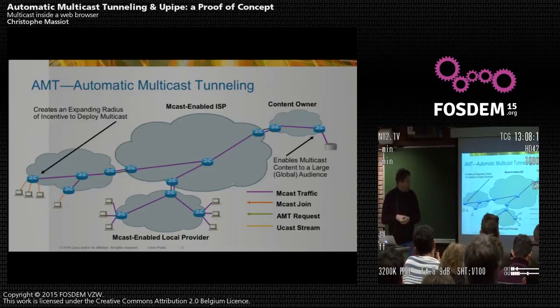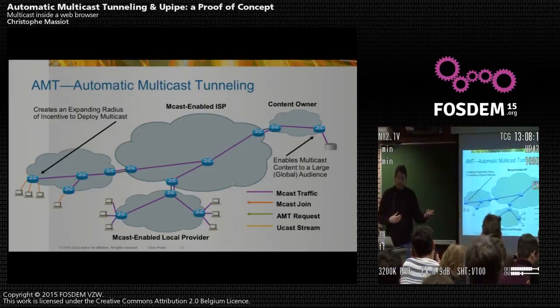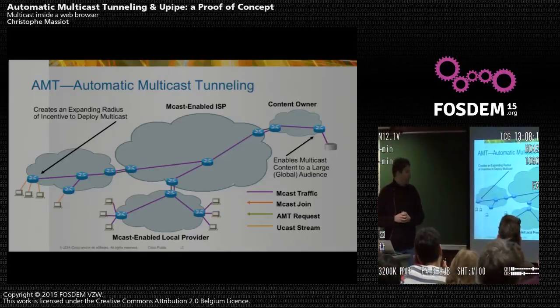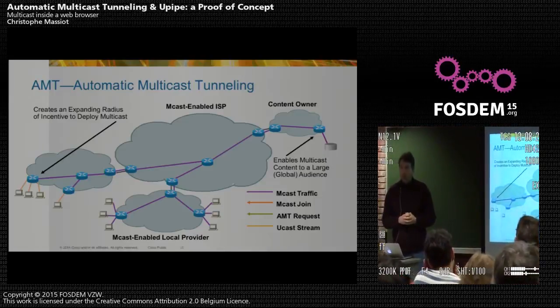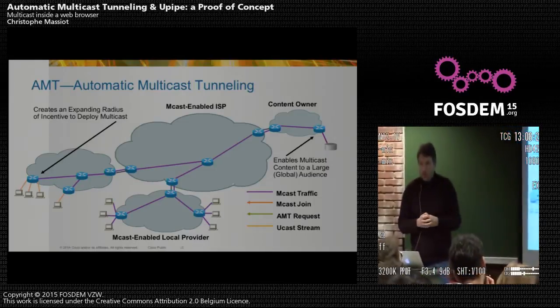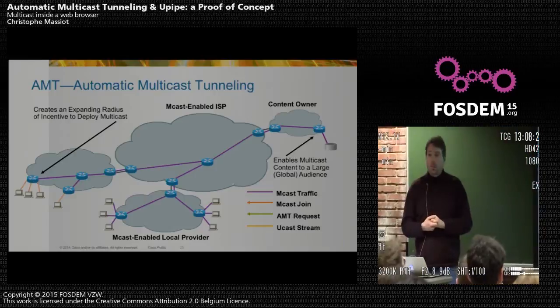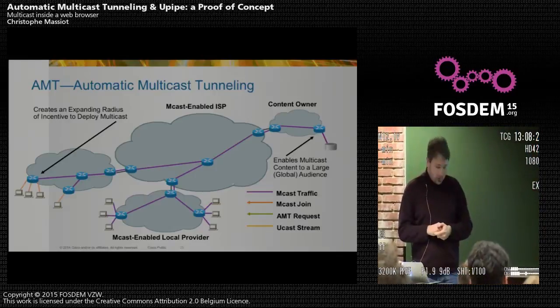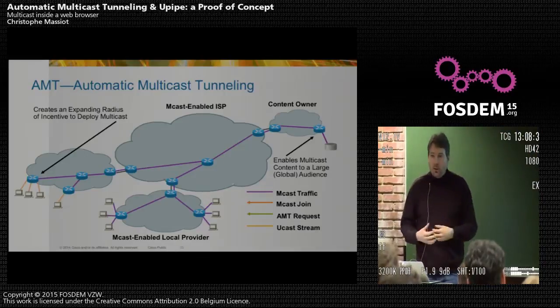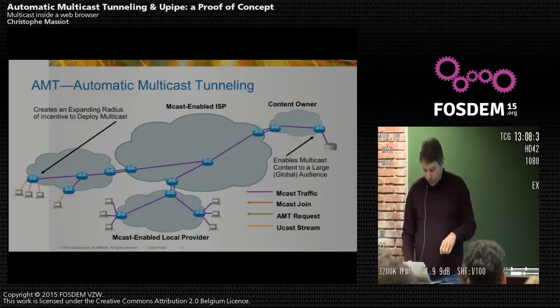So with AMT, using the anycast address, you get the address of the nearest relay. You say, I want to subscribe to this group and this source. And the AMT relay will set up a point-to-point unicast tunnel with the wanted data. And when you want to unsubscribe, it's the same way: you ask your relay to unsubscribe you.